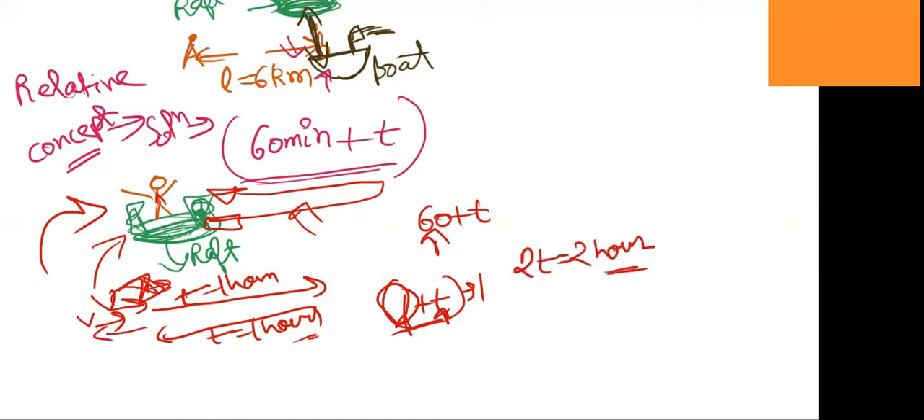So the person on the raft will see that the boat moved away and came back over 2 hours, okay. This is the observation if we are on the frame of reference of the raft. So the total time it took was 2 hours, okay. Meanwhile, we have seen that the raft moved 6 kilometers, okay, because that's the meeting point of this boat and raft.